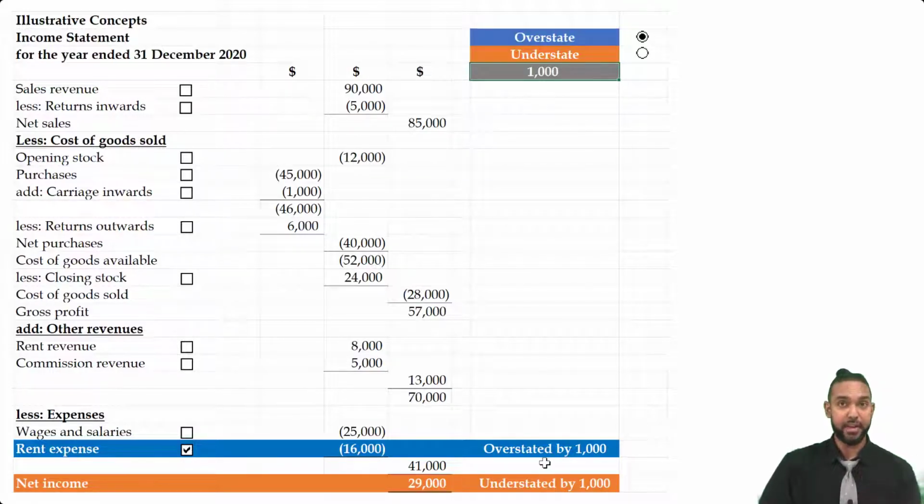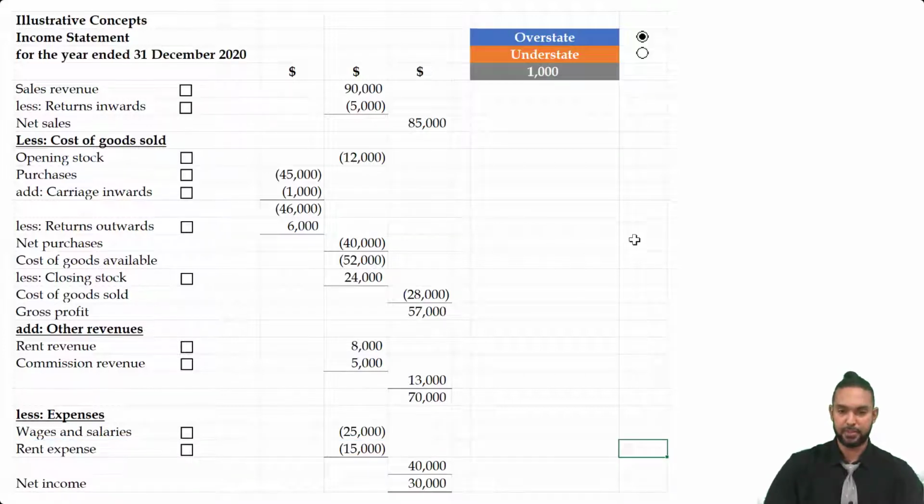Now, when we correct the error, what's going to happen is the incorrect expense is going to go down, and then the corrected net income is going to go up. So again, they're moving in opposite directions. So if we remove the error, 16,000 is going to go back to 15, and net income is going to go up to 30. Now, the next thing that was happening was that wages and salaries was being understated, I think, by $800. So let's type in 800.